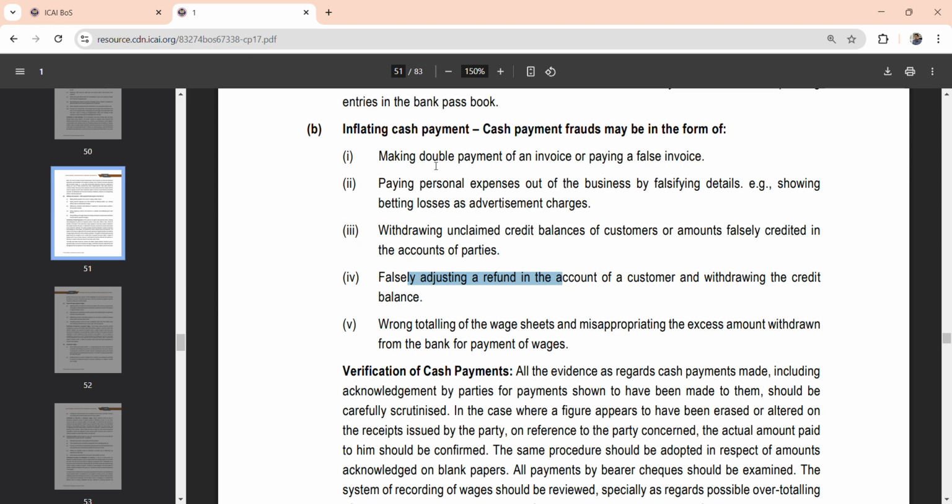So first one is the double payment of invoice and paying personal expenses of the business, then withdrawing the unclaimed credit balances of customers and falsely adjusting a refund. Lastly, wrong totaling of the wage sheets and misappropriating the excess amount withdrawn from the bank for the payment of wages. So the keyword in each is: first one is double payment or the false invoice, next one is personal expenses, next is unclaimed credit balances, and next is refund falsely adjusting, then wrong totaling of the wage. These are various ways in which cash payment frauds can take place.